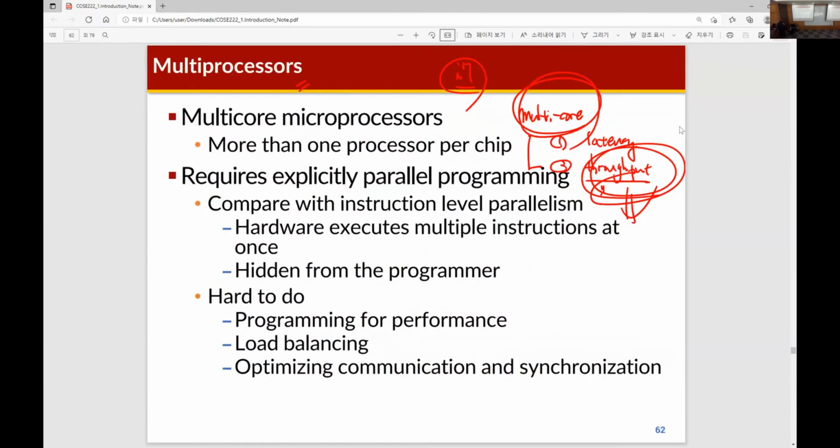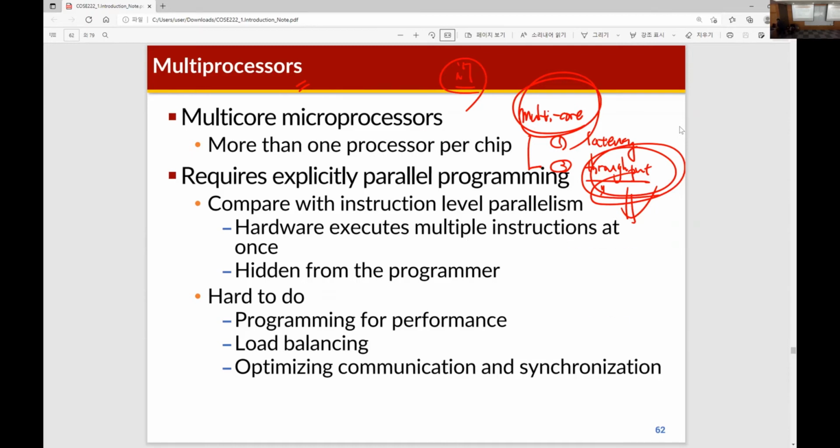So we added more cores. Actually, in the previous class, I covered latency and throughput. With this multi-core architecture, we cannot improve the latency. That means we cannot reduce the latency of a single thread, but we can increase the throughput. That means the amount of work done within a unit of time.